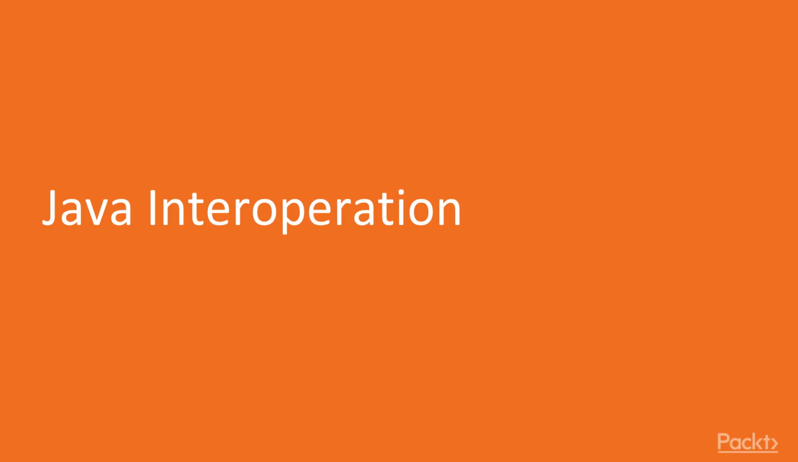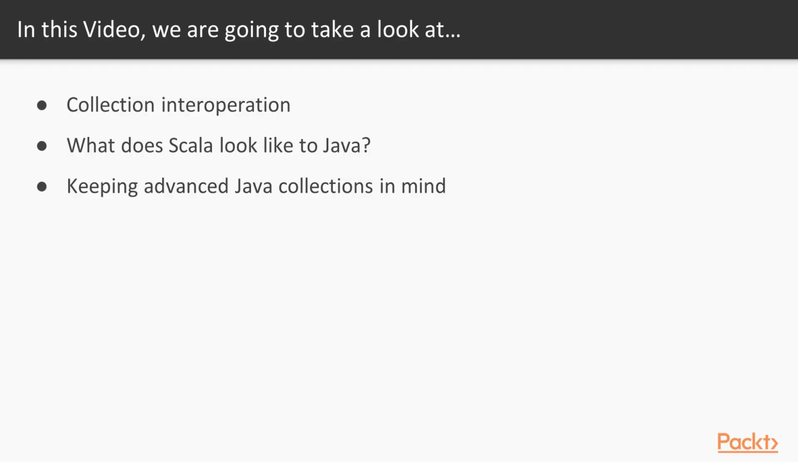First, let's talk about Java interoperation. We'll look at collection interop between Java collections and Scala collections so that you can use Java libraries from Scala and expose your Scala libraries so they're usable from Java. Then we'll talk about what Scala looks like out of the box to Java code. This will be an instructive look at how the mapping occurs between the two and why they can coexist on the JVM. Lastly, we'll talk very briefly about keeping advanced Java collections in mind when you're doing certain things in the Scala world. Let's get started.